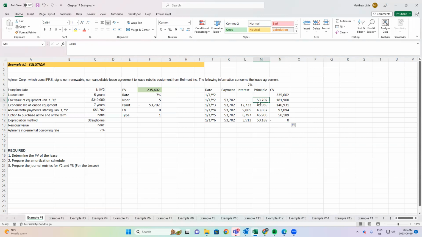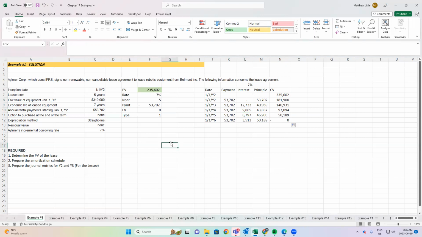Okay, so just to recap, our payments are fixed. Our carrying value opened based on the present value is reduced by the principal portion. First one has no interest. Second one, we have to calculate 7% of the 181. Next year, it's 7% of the 140, 7% of the 97, 7% of the 50,000.